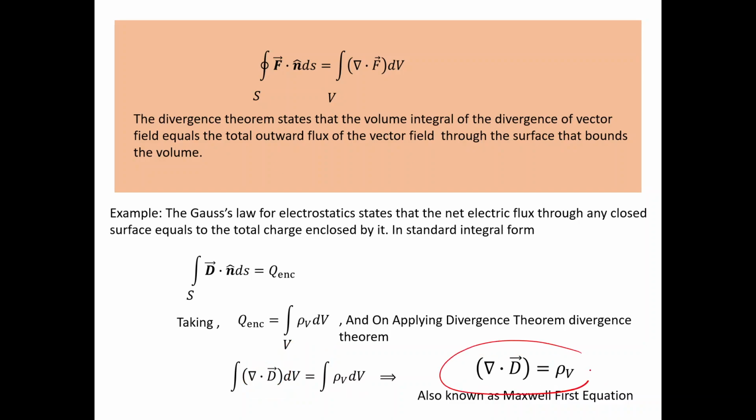This also indicates that the divergence will be non-zero only if there is a presence of source, which is indicated by the charge density.